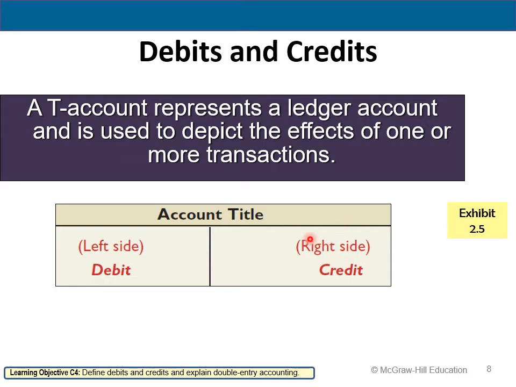All right. So we want to really internalize the concept of debits and credits. So there's a good chance that you already have kind of a preconceived notion of what debits and credits are. All right.